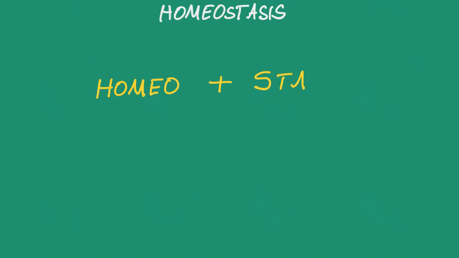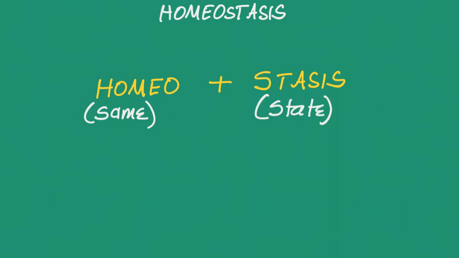Homeostasis is the most important principle in physiology. The word homeostasis is broken down into homeo and stasis. Homeo means same, stasis means state. The body maintains homeostasis, or steady state, at all times, even though the outside variables might change.